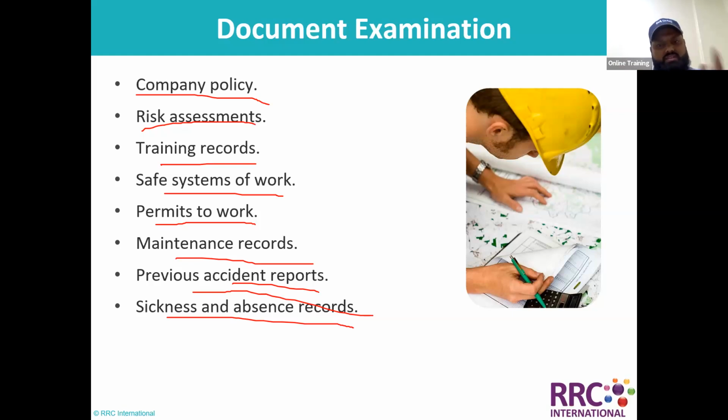Okay, so we need to check if he was sick, if he is taking some kind of medicines. If he is the person who uses the medicine, who allowed him to perform the job? We need to identify these things. We'll be examining all these documents.